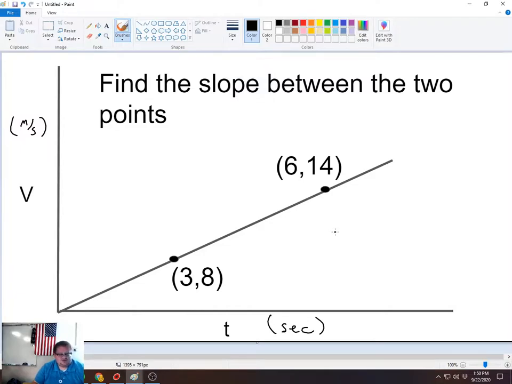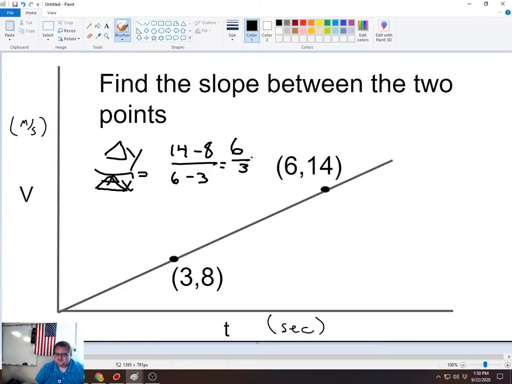Well, first, it's pretty obvious, it's just delta y over delta x, y2 minus y1 over x2 minus x1. Sorry, that's really sloppy, but hopefully you're following me here. So the change in y, the y of the second point, would be 14 minus 8, divided by 6 minus 3. 14 minus 8 is 6, I believe. 6 minus 3 is 3. So we quite simply get 2 as our slope.